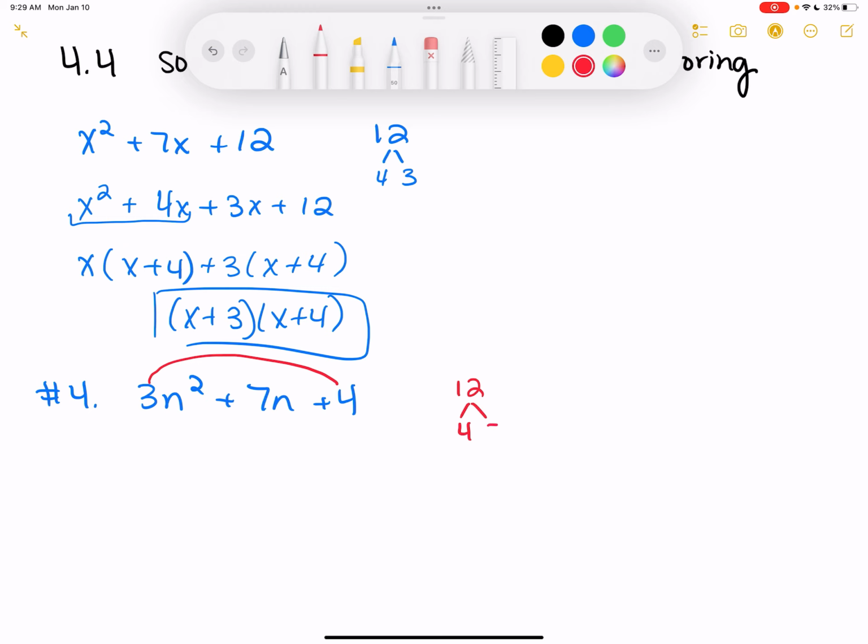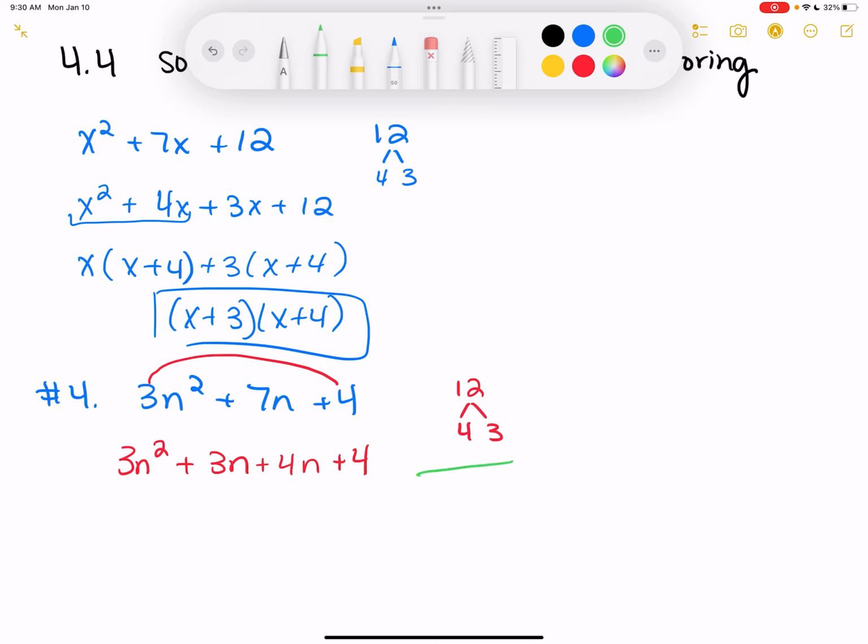4 and 3. In this case, when you're doing this type, it does matter where you put the numbers, because your factors are going to be off if you don't put them in the right spot. If you have a 6 and a 12, and you've got 2 and 3 or something like that, it probably doesn't matter that much. But with this one, I need to put the 3 with the 3 and the 4 with the 4. So when I write this down, I'm going to do 3n squared, so all the numbers get copied down, plus 3n plus 4n plus 4.